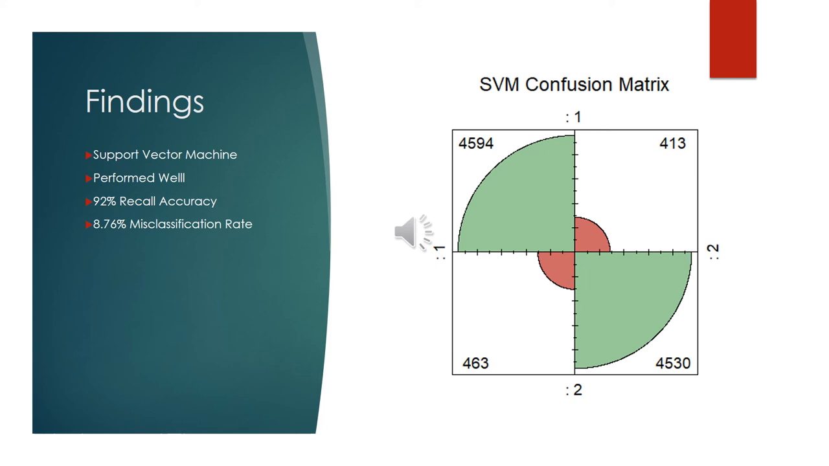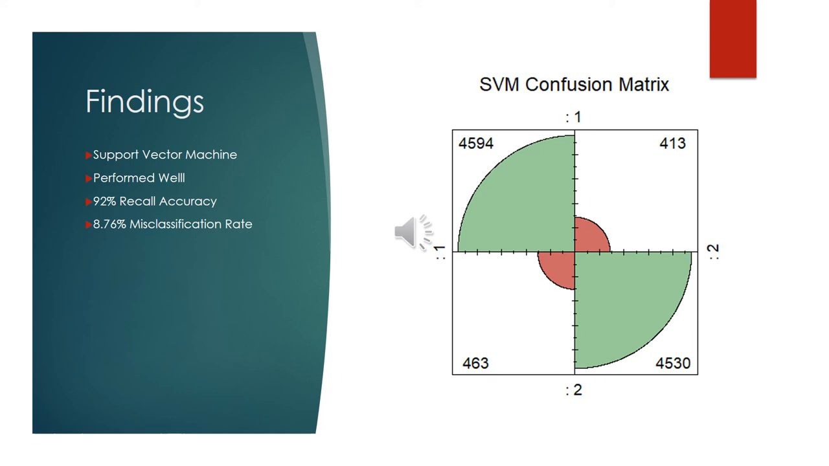Finally, we have our support vector machine, which was, of course, like I mentioned before, kind of a last minute addition when I removed the lasso regression. And it performed the best out of all three of the techniques used. The misclassification rate was 8.76 and with a recall accuracy of 92%.